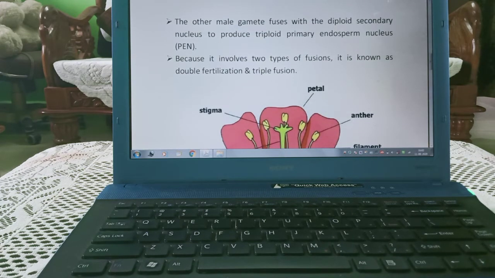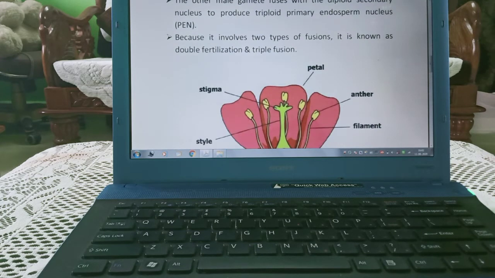The other male gamete fuses with the diploid secondary nucleus to produce the triploid primary endosperm nucleus, that is known as PEN, because it involves two types of fusion. It is known as double fertilization and triple fusion.